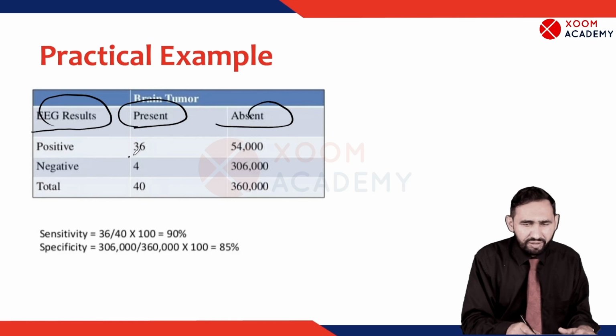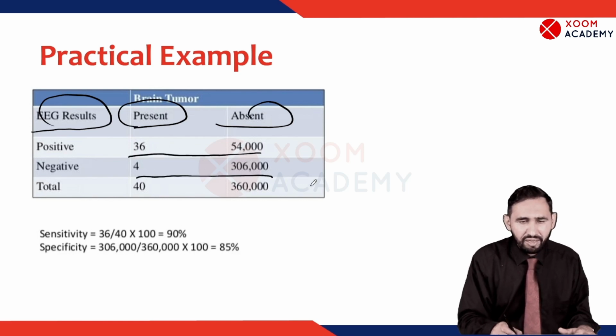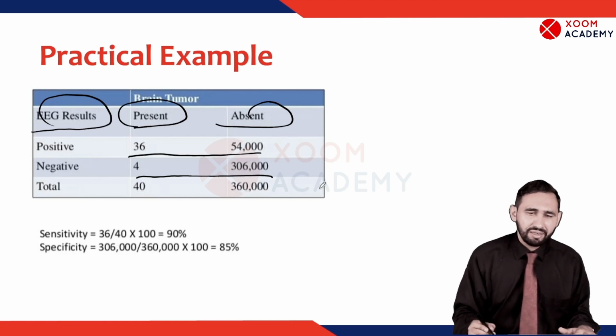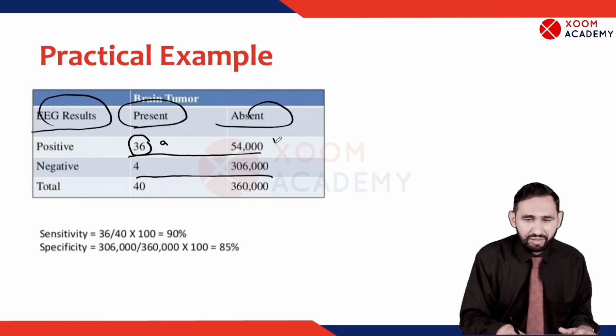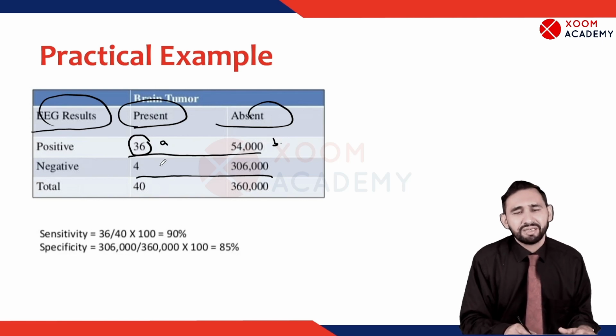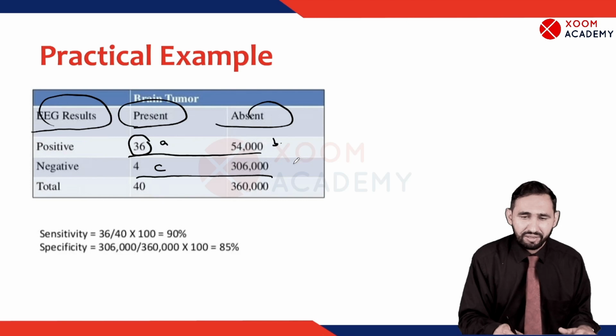The test was positive for these individuals and negative for these individuals. When we conducted another test, 36 people whose test was positive were identified as diseased. Their test was positive, but they are not diseased. Four people with negative screening tests were diagnosed as diseased, and 306,000 were non-diseased. So the test was positive for these individuals and negative for these individuals.